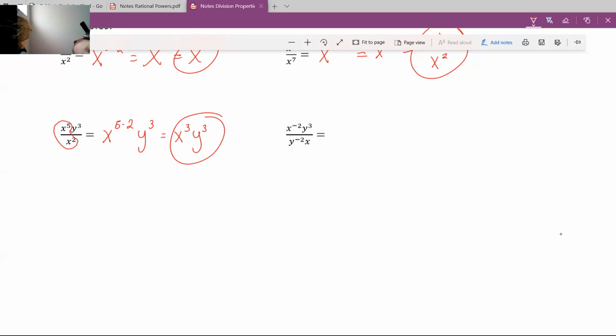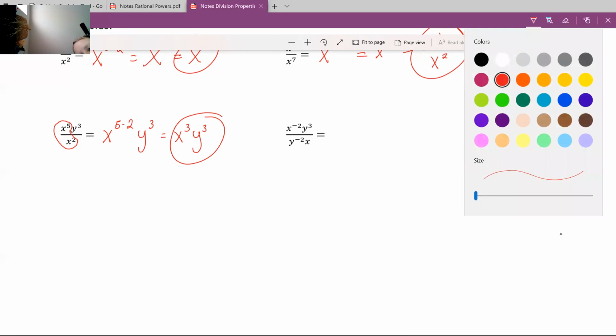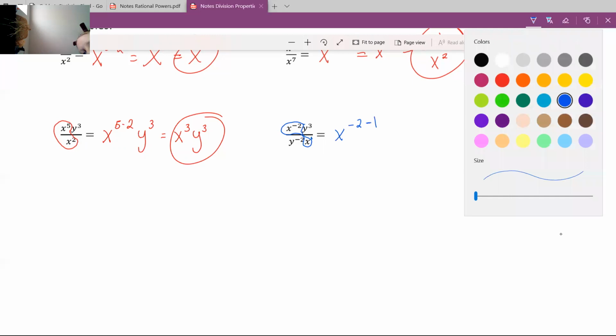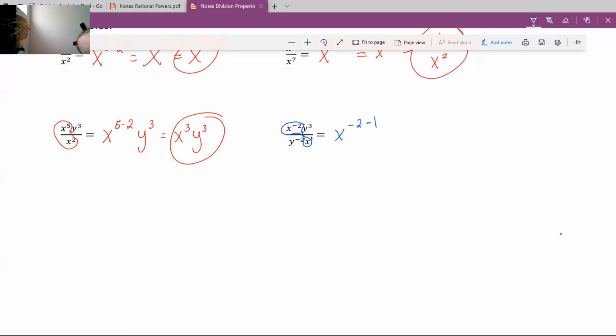Now this last one starts to look really tricky. Remember, I can only combine things that are the same. So I can combine this x on top with the x on bottom, and that gives me x to the negative 2, and this x down here has a 1, so minus 1. And then I can combine my two y's. So I have a y to the third on top, minus my negative 2 from the bottom.